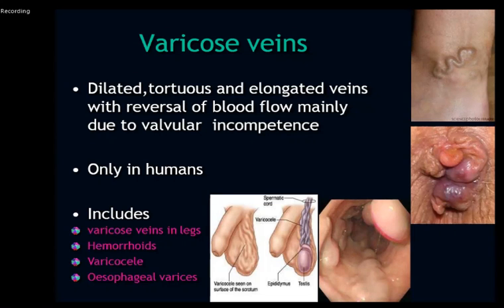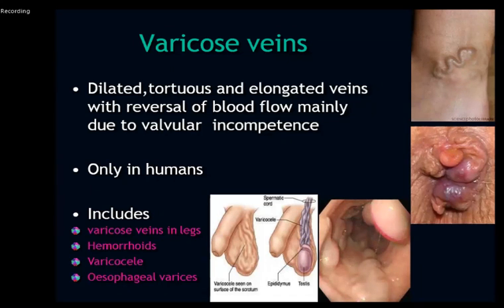Varicose veins can occur in the legs, can occur in the anal region, which are called hemorrhoids, can occur in the scrotum, leading to varicocele formation, and also there are esophageal varices. These are types of varicose veins.